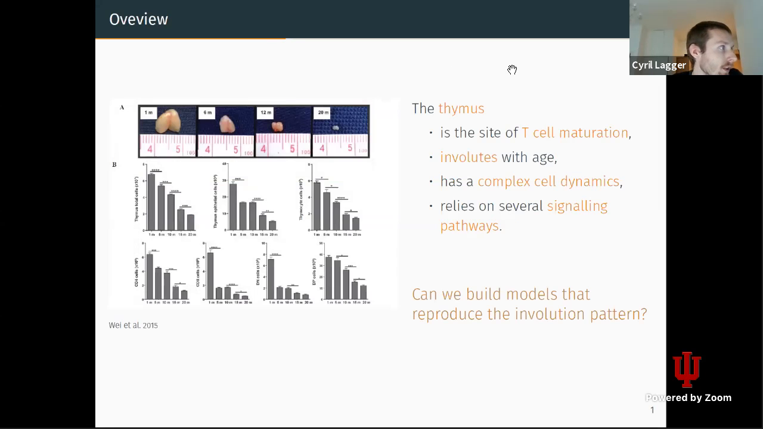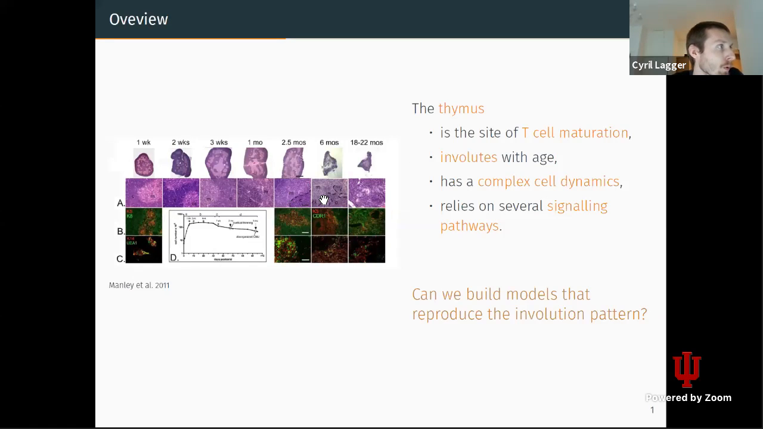So just to give you a rough idea, I have a couple of slides with a few pictures of what we want to do and what the problem is. The idea is to focus on the mouse thymus. It's a site of T-cell maturation. As you can see, it is shrinking with age, and the total cell number is typically decreasing a lot in all vertebrates, and it has very complex dynamics with different signaling pathways. This is another view of a section of the thymus where the compartments, the cortex and the medulla, become less and less clear with time, and the cell number is decreasing as well.